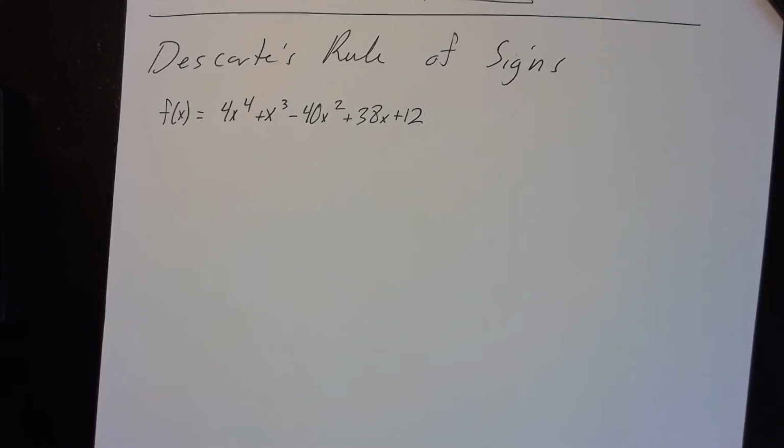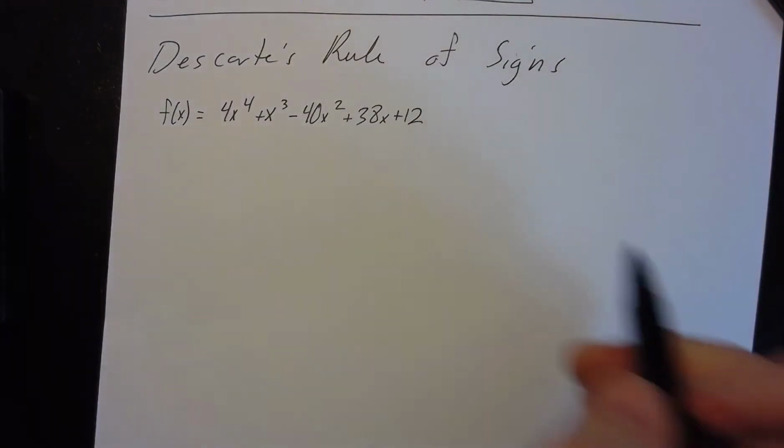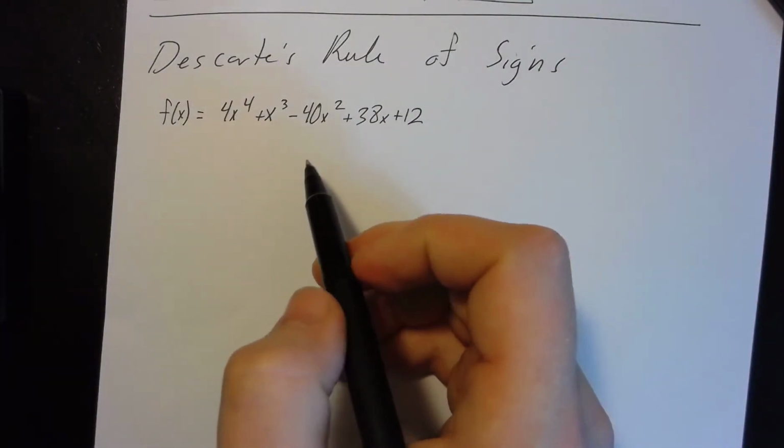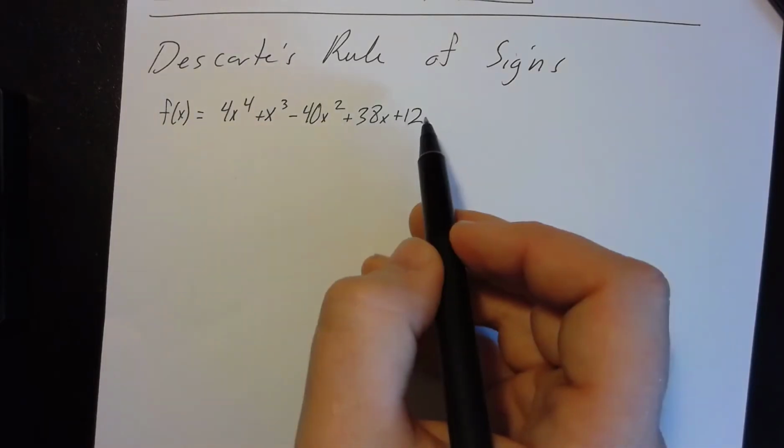In this video, we'll be talking about Descartes' rule of signs. Now, in the previous video, we talked about attempting to determine what possible rational zeros a polynomial could obtain. In this video, we're going to try and narrow the scope of the possible zeros we could pick. The way that we're going to do this is, again, by attempting to determine the number of sign changes that exist in this polynomial.